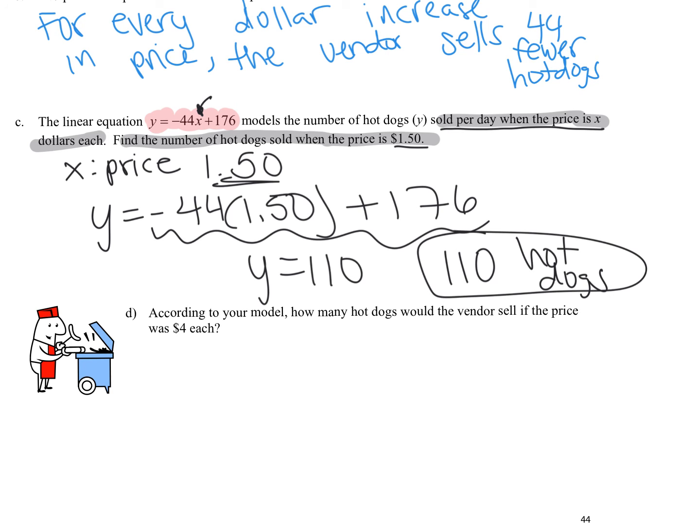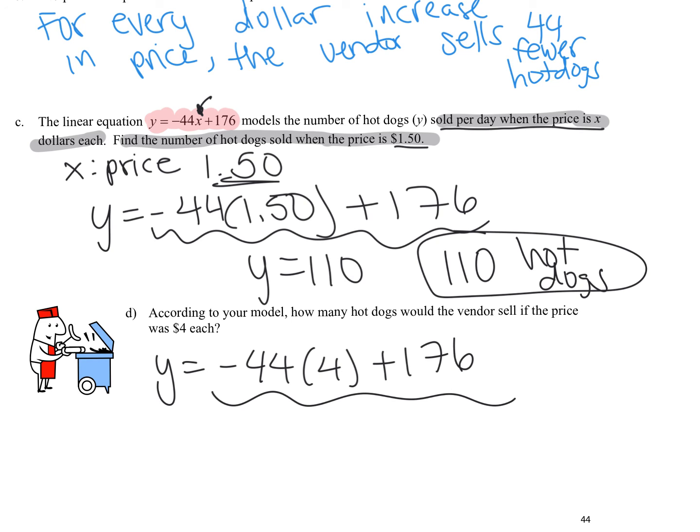It says, according to your model, how many hot dogs would the vendor sell if the price was $4 each? Wow, okay, $4. So we're going to plug $4 in for x, and that goes into my calculator. I end up with 0. Ooh, that wouldn't be good. That would mean 0 hot dogs. They priced them so high, nobody's going to buy them.